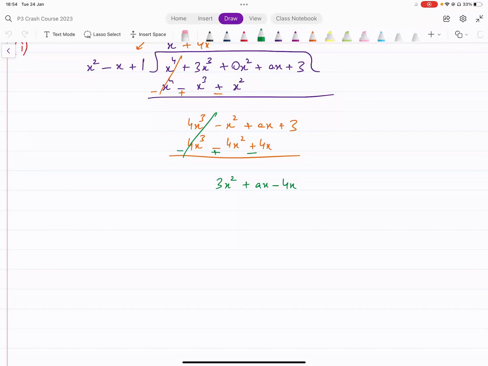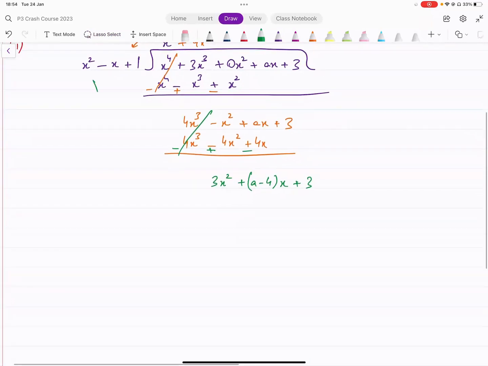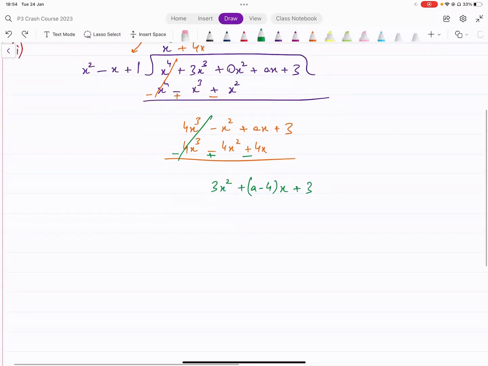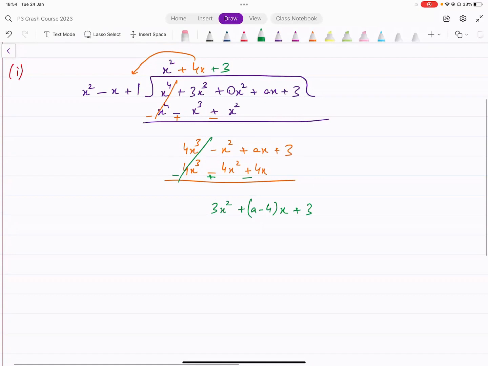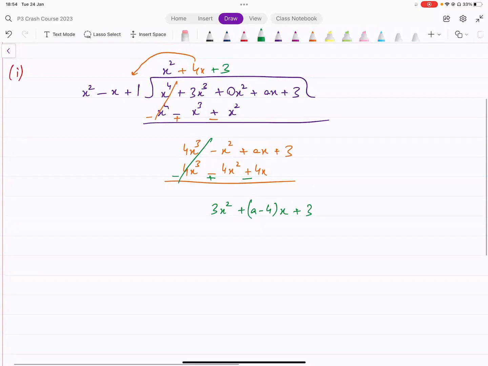It's often actually better to write it like this instead. What's the coefficient of x going to be here? a minus 4. a minus 4 whole times x. This is what we're getting here. And then we just bring down 3 as it is. What do you multiply x squared by to get 3x squared now? You multiply it by 3. 3 into that whole thing.